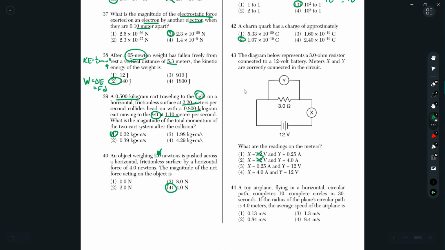X is measuring the current. Current is V divided by R, which in this case is 4. So V equals I times R. 12 equals I times 3. So I has to equal 4. Right? So X has to read 4 amps. Y, which has to read 12 volts.